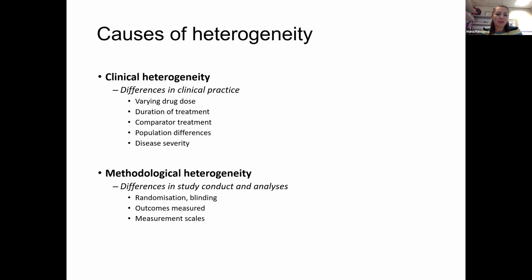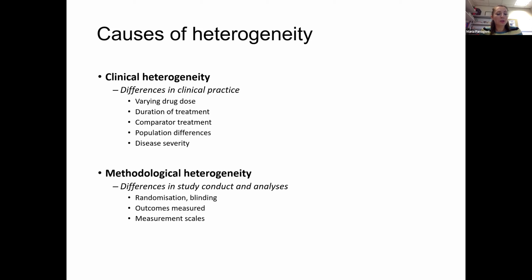And you also need to consider methodological issues, such as what was the quality of your studies? How randomization and blinding has been done? What outcomes have been measured? Whether the trials have actually measured the same outcome or used very different measures, and the scales as well. These are important issues to consider, because these issues can actually guide you in doing the second step for addressing heterogeneity. And the second step is doing sensible subgroup or sensitivity analysis.